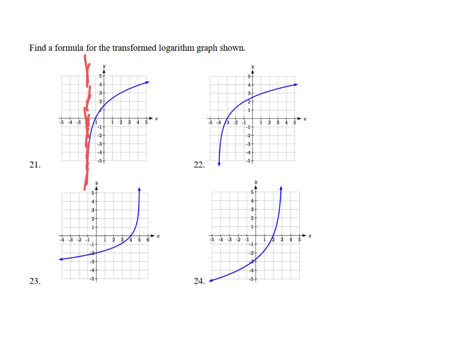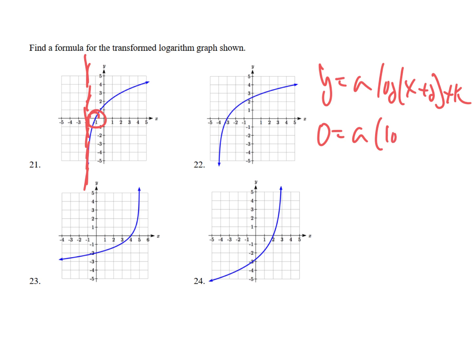So I'm going to say y equals a times the log of x plus 2, because it's at -2, plus k. Now I'm going to find a lattice point. Oh, it looks like that x-intercept's nice. So is 0 equal to a times the log of -1 plus 2 plus k? Well, that's log of 1, that's 0, k is 0, no vertical shift up and down. That's a nice lattice point.